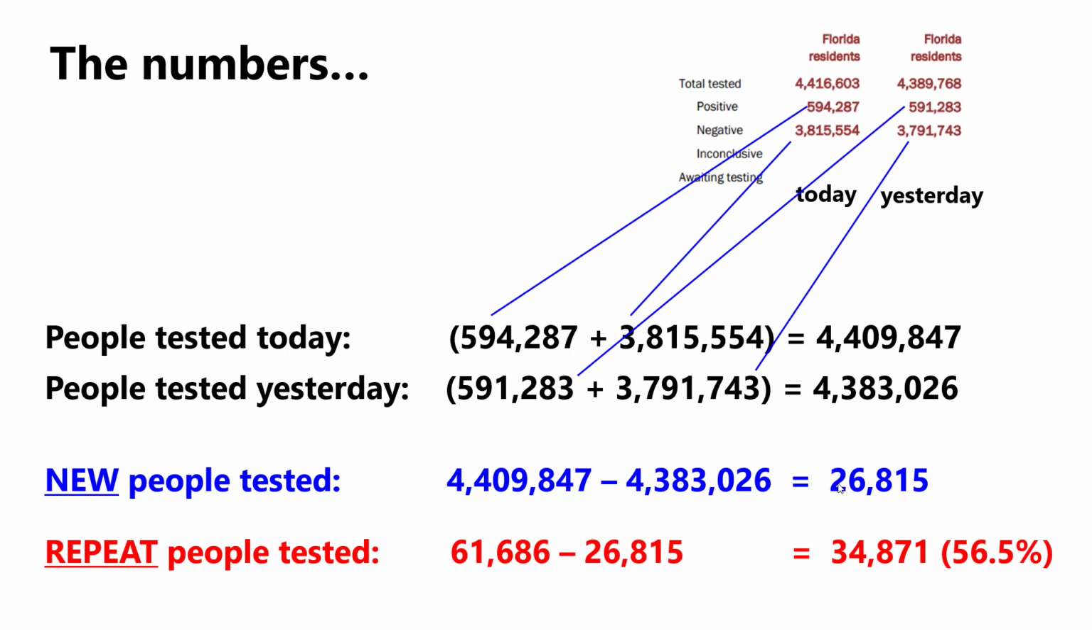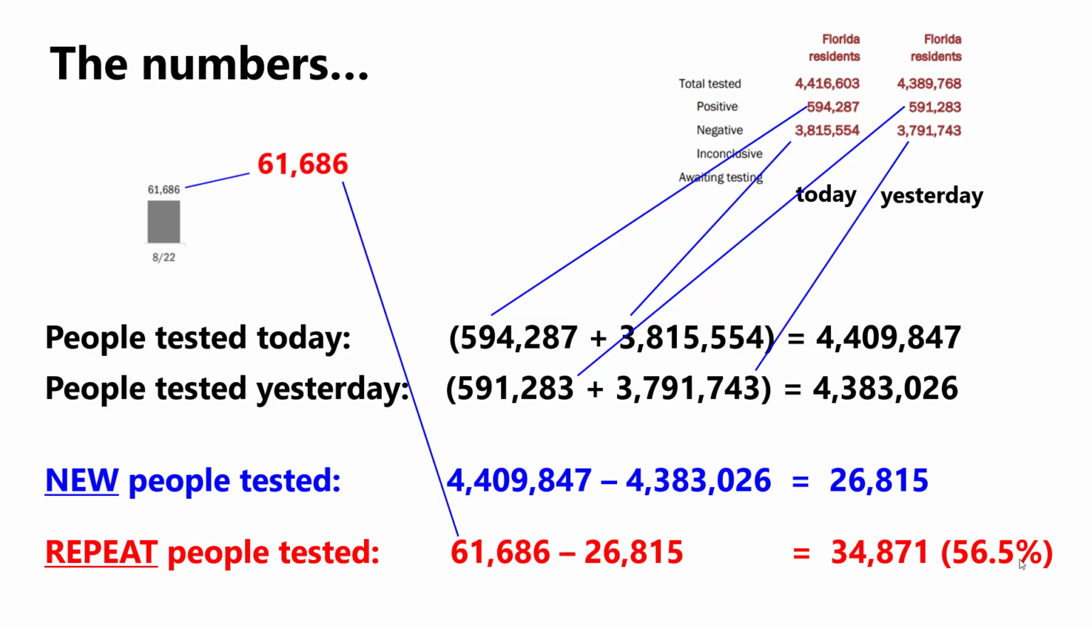So by some simple subtraction, from the number that we got on the previous slide of total people tested today, we subtract the new people tested today, and we're left with the repeat people tested. So people who were tested today, but had been tested on a previous day, right? And usually we'll assign a percentage to that and say 56.5% of all people tested today were repeat tests. Hopefully that makes sense.